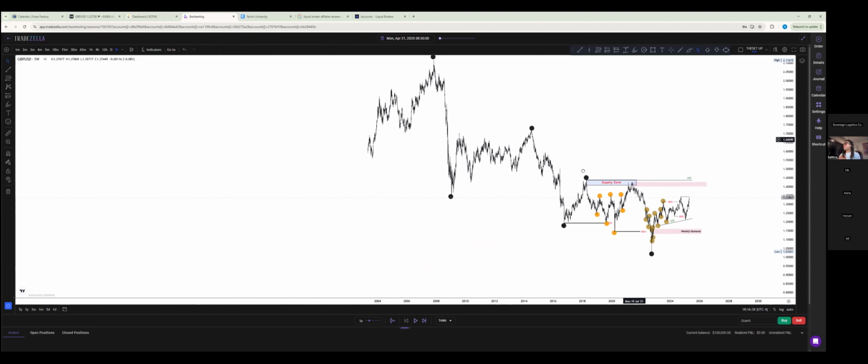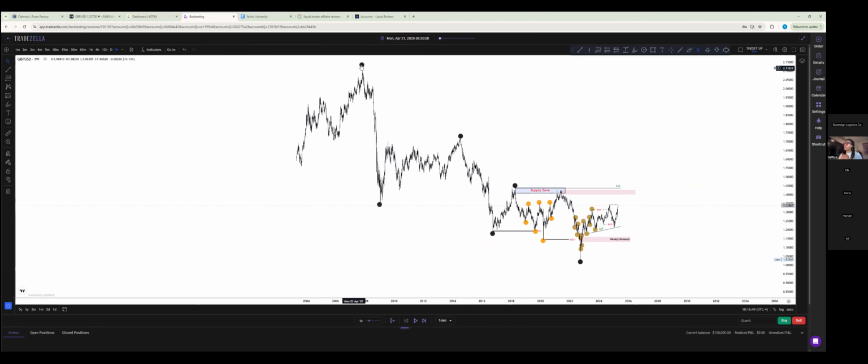Why is that? From a higher perspective, this was the high that led to this low that broke this structure. This was the high that led to this low that broke this structure. This zone right here has a lot of gap all through here. Look at all of this gap that price has not filled in yet.